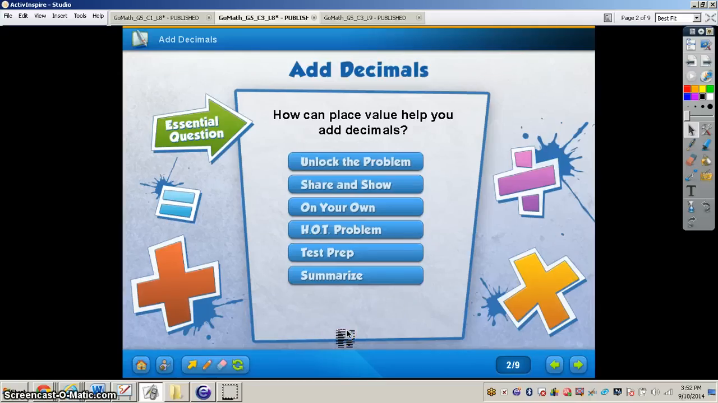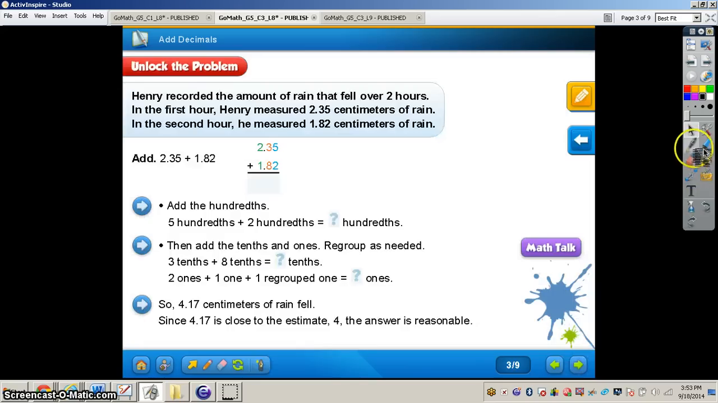In this video, we're going to be taking a look at adding decimals. Now, the essential question that we are going to be unlocking is, how can place value help you add decimals? Now, the page in your Go Math book you'll need to turn to is 135. And let's unlock this problem on page 135.